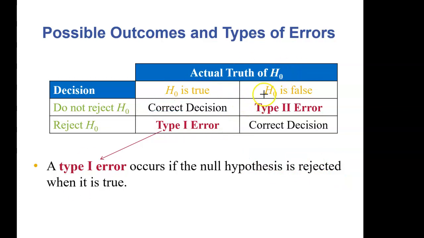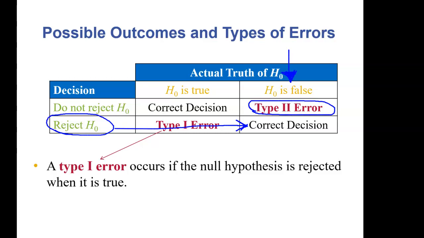Now let's go ahead and look at type 2 error. Remember, you always assume your null hypothesis is true. But what if you assumed it's true, but it is false? So what should you do? You should reject it. When you reject it, that is a right decision. But what if you don't reject it? That is your type 2 error.